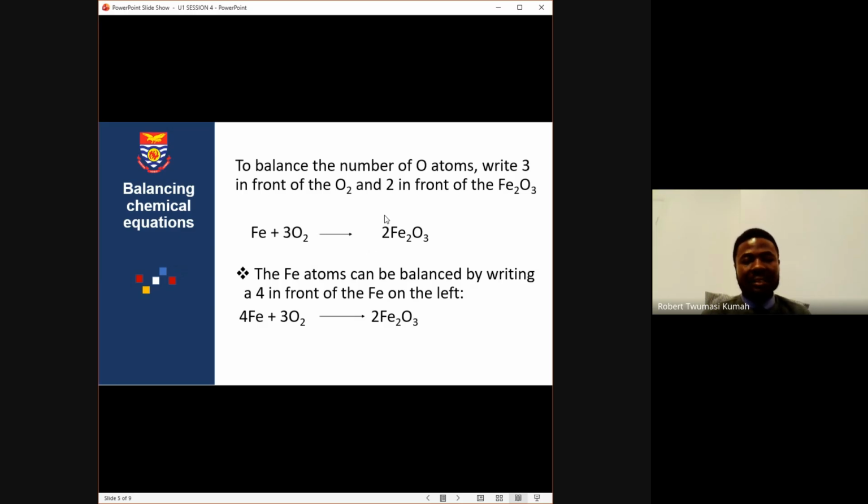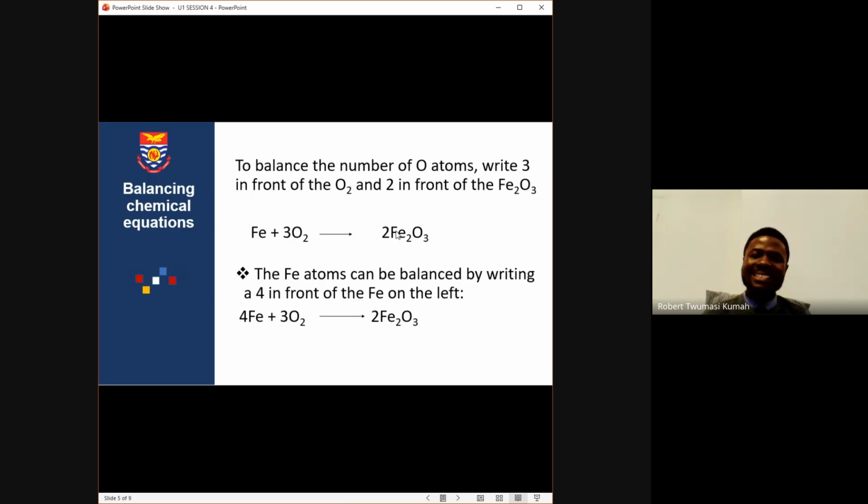Now we had a simple equation, and so we have to put 3 in front of the oxygen and then 2 in front of the product. Let's see. When we do that, we now have 6 oxygen. 3 times 2 is 6. 2 times 3 is 6. But the iron, we only have 1 at the left, 2 at the right. So obviously, we'll put 2 in front of the iron here.